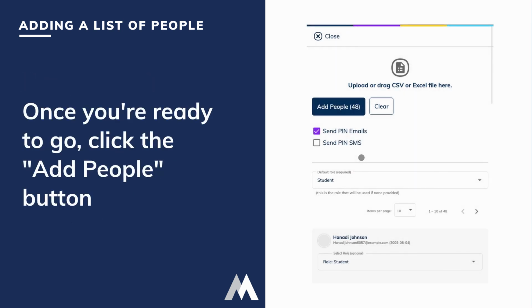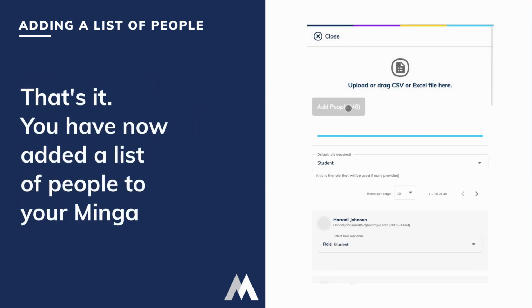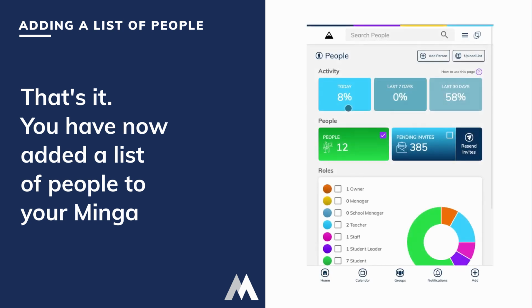Once you're ready to go, click the Add People button. And that's it. You've now added a list of people to your Minga.